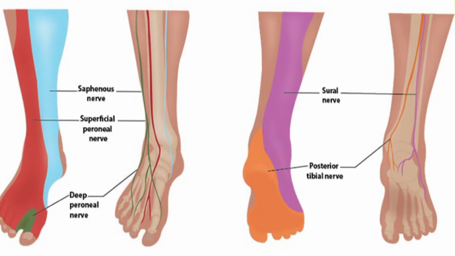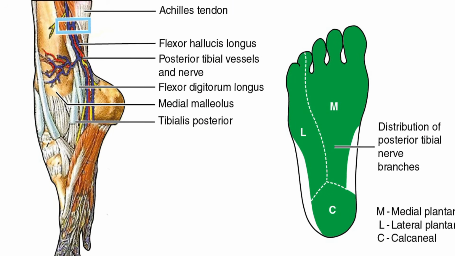Ankle block is a regional anesthesia technique that blocks the 5 nerves supplying the foot. It is commonly used for surgeries on the forefoot, toes, or minor procedures on the foot.